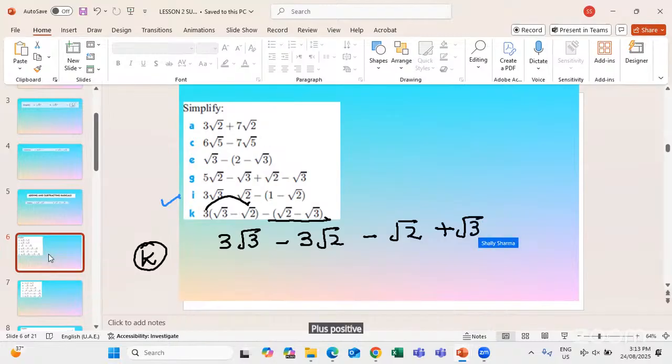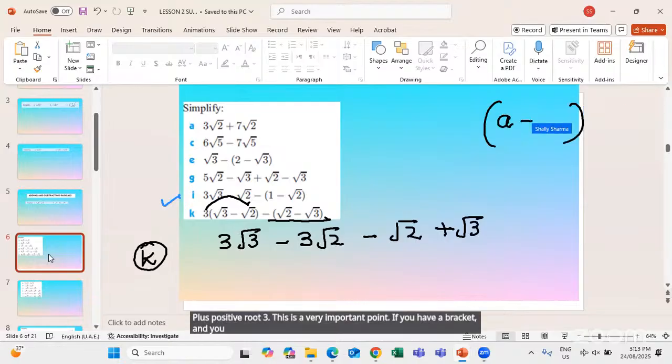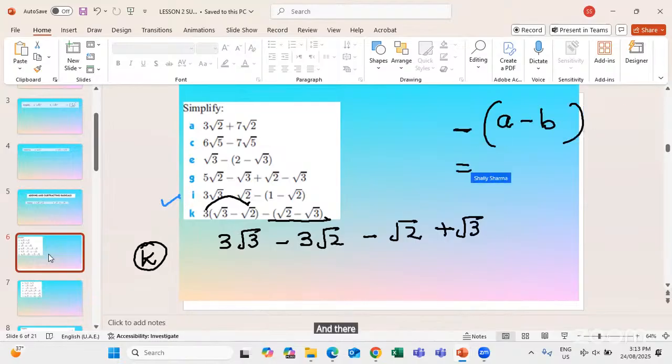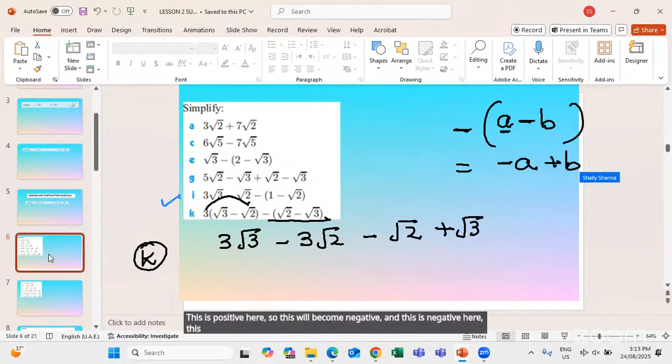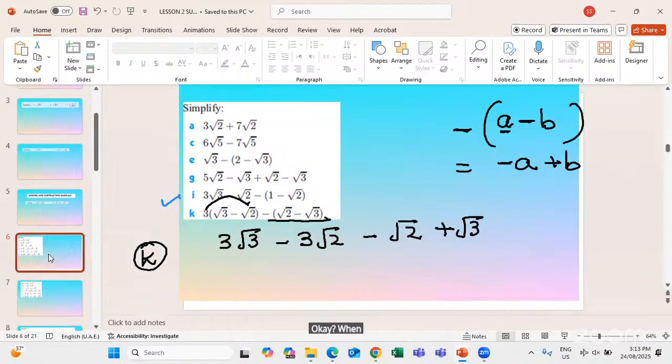This is a very important point. If you have a bracket and you have here, let's say a minus b, and there is a negative sign, when you open the bracket, this is positive here, so this will become negative, and this is negative here, this will become positive. Okay. When we do algebra, I will explain in detail why it is so.